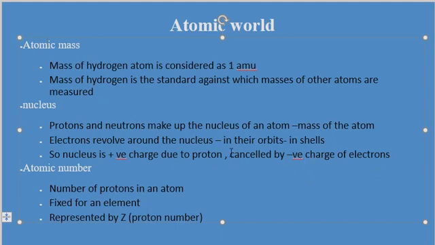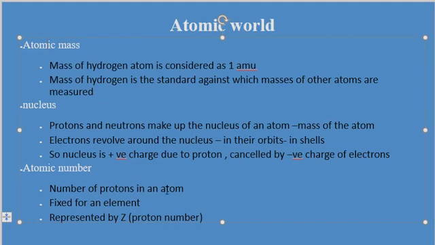Now, if they lose a proton, it will become excess negative. If they lose an electron, they will become excess positive. So that is how atoms gain charge, by losing or gaining protons or electrons. What is atomic number? Atomic number is the number of protons in an atom. We know there are protons, electrons and neutrons in an atom, but their numbers need not be the same for all atoms at all times.